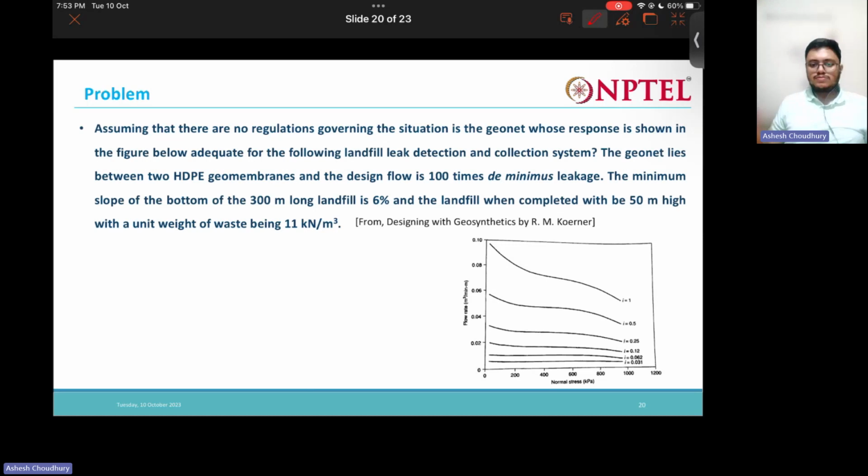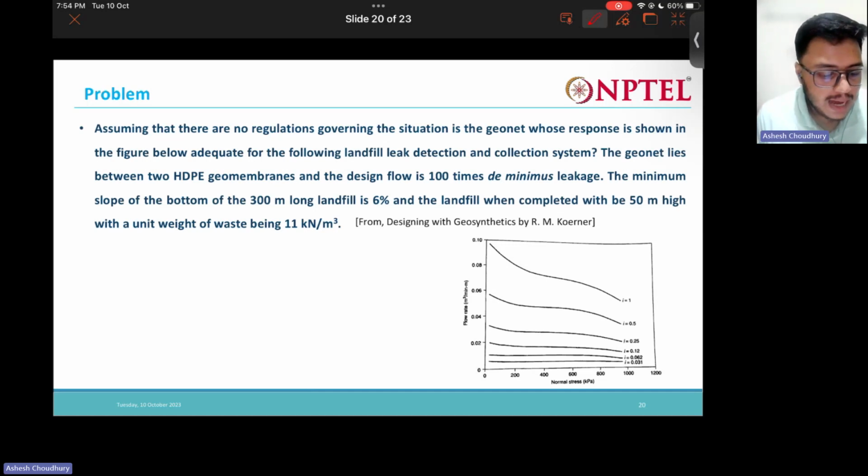Almost the same problem. So first, what we need to do is find out the required flow. The design flow is given here as 100 times de minimis leakage. So what is de minimis leakage? I will just read it out for you.